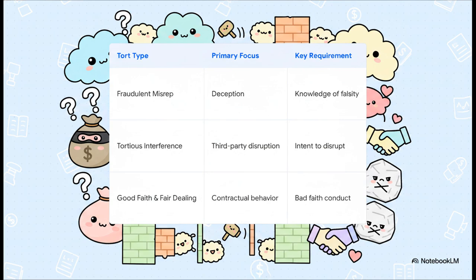When you're building your attack outline, it's incredibly helpful to categorize the big 3 economic torts by their primary focus, just so they're easy to recall under pressure. First is fraudulent misrepresentation, which hinges entirely on deception and false statements. Second is intentional interference, which focuses on a third party disrupting existing deals or future prospects. And third is good faith and fair dealing. This one governs bad faith conduct between actual parties who are already bound by a valid contract. Keeping these 3 distinct in your head is going to save you massive amounts of analytical time on an exam.